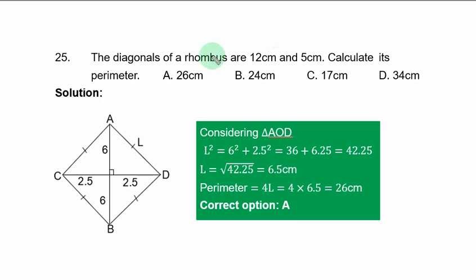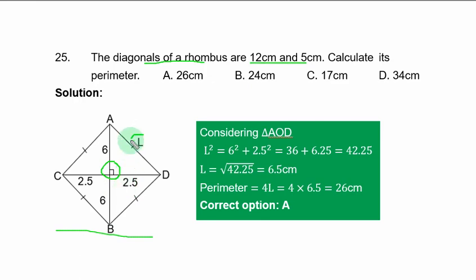Question 25. The diagonals of a rhombus are 12 cm and 5 cm. Calculate its perimeter. This is a rhombus. Because of this point of intersection, you have to divide the diagonals. 12 becomes 6, 6, then 5 becomes 2.5, 2.5. The perimeter is simply the addition of all the sides, or you multiply one side by 4.